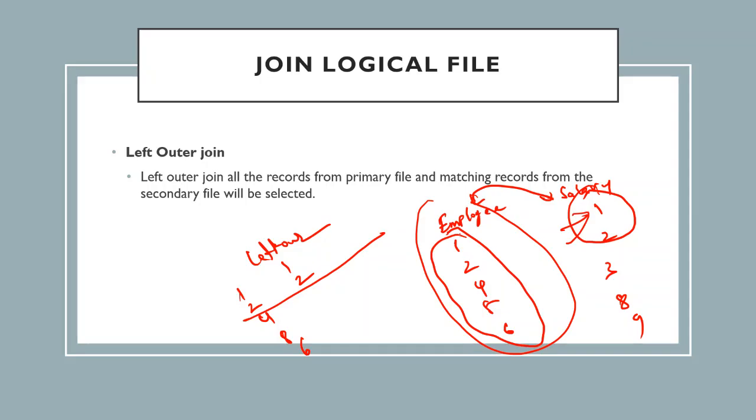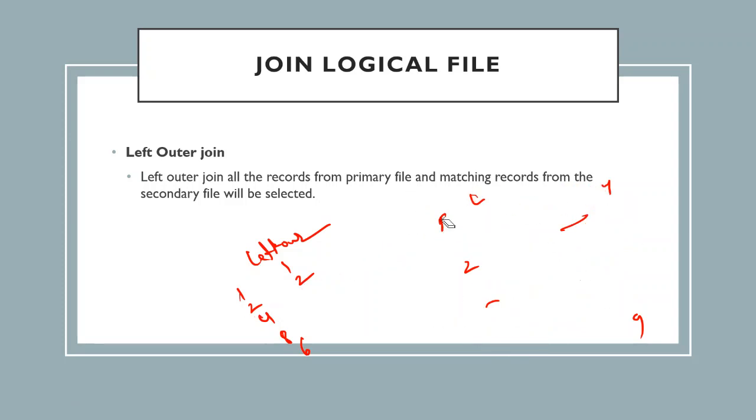If you do the inner join, you will get only 1 2, because you don't have other common entries. Inner join gives the matching records in both files. Left outer join gives all the records from the primary file and also the matching records of the secondary file. So that is the left outer join.